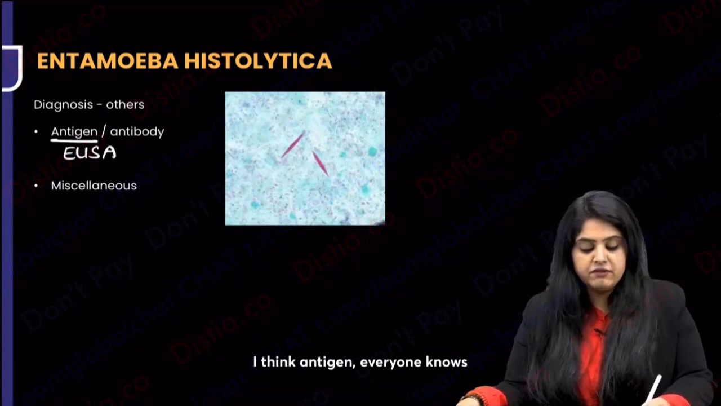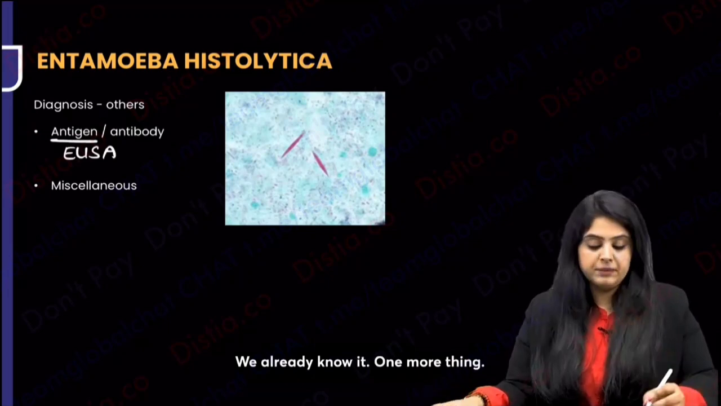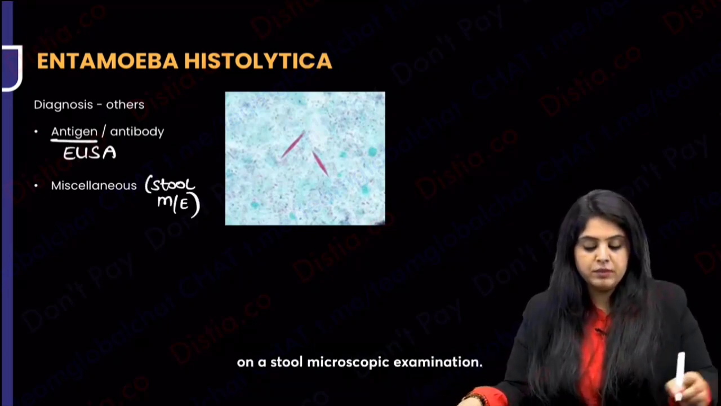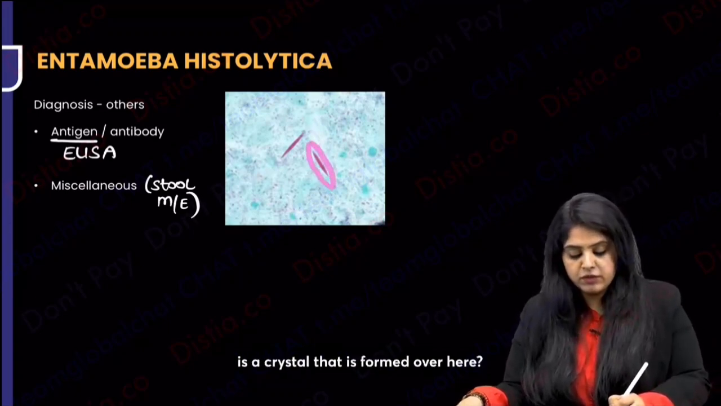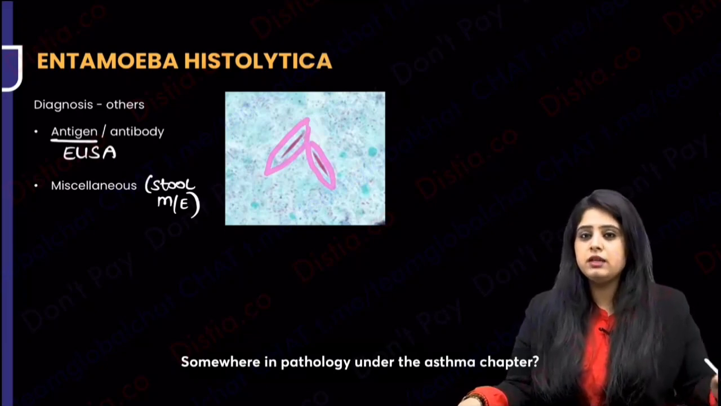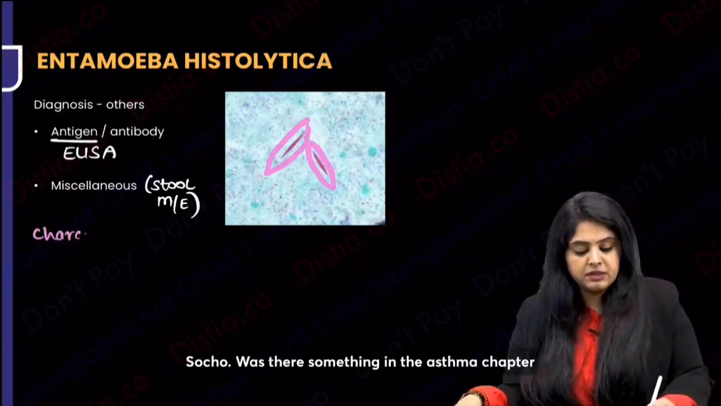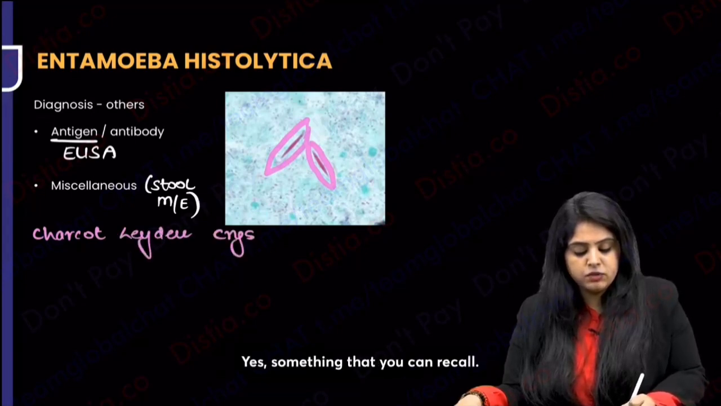I think antigen everyone knows, the Gal/GalNAc lectin antigen, we already know it. One more thing. Any miscellaneous finding that you can see on a stool microscopic examination. What is that? Can you all see there's a crystal that is formed over here? Have you seen this crystal somewhere in medicine, somewhere in pathology under the asthma chapter? Think, was there something in the asthma chapter that you read as Charcot-Leyden crystal? Yes, something that you can recall.